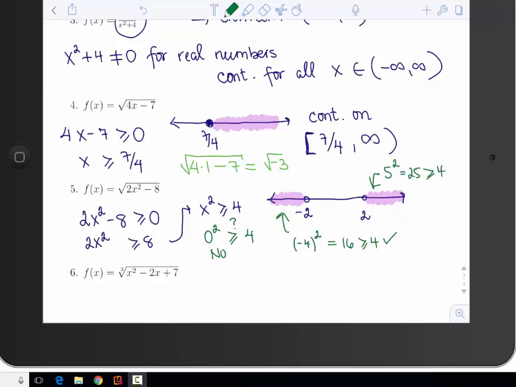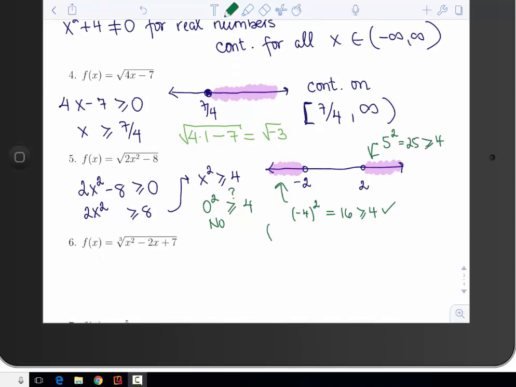Okay, so the domain is the union of two intervals: from negative infinity to negative 2, including, union 2 to positive infinity. Okay, so we include this point. And that's when the function is continuous. It is continuous on these two intervals.